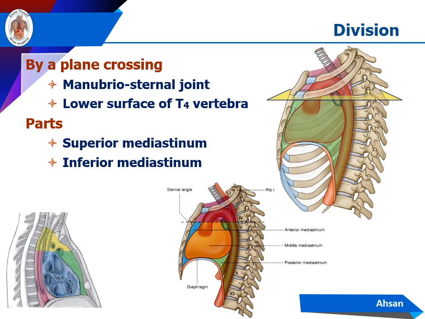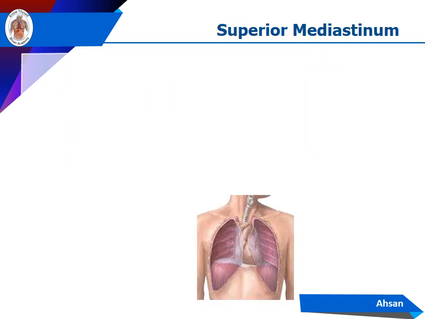You can see this superior mediastinum lies behind the manubrium sterni, and the inferior mediastinum lies behind the rest of the body of the sternum. The inferior mediastinum is again divided into anterior, middle, and posterior mediastinum. We will consider each mediastinum separately.